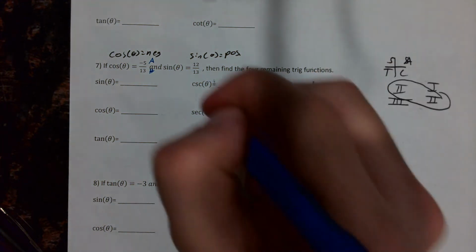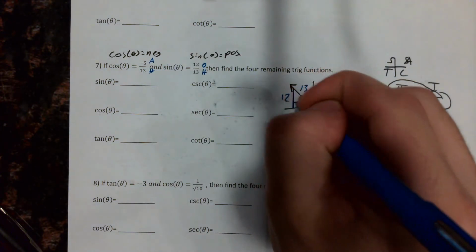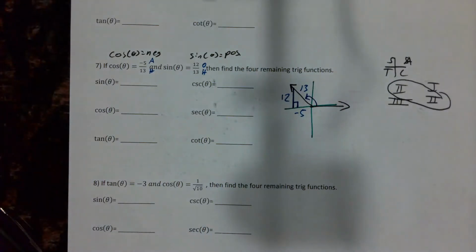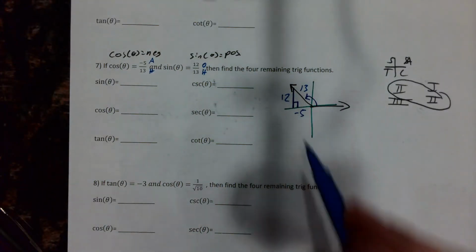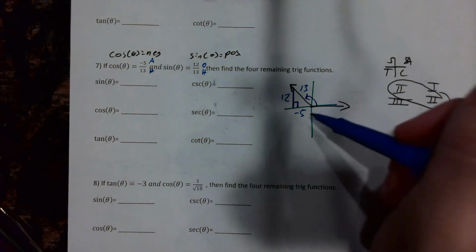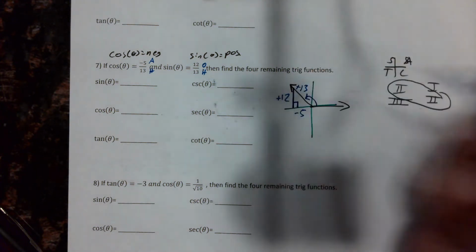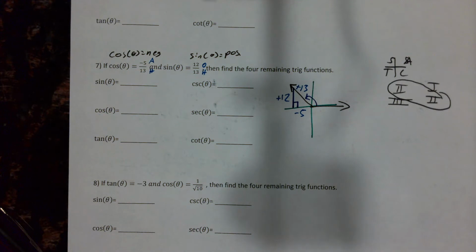And now sine, that's opposite over hypotenuse. So my opposite side is 12. My hypotenuse is 13, which it is. And if I look, this is a Pythagorean triple. 5, 12, 13 is a triple. So I'm good there. Also, if I check, I'm in the negative x direction here, a positive y, and my hypotenuse is always positive. So it looks like everything else is working too.